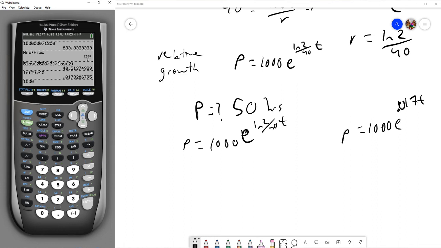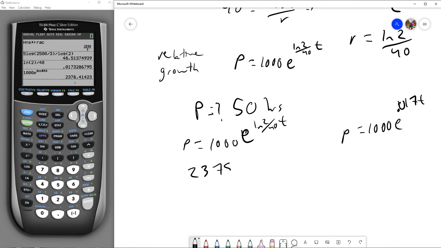So we have 1000 e to the, well, since I have this value saved in my calculator already because it's the previous thing I did, I'm going to hit second and this button here because ANS is that memory slot with the previous value. I'm going to multiply that by 50. So 50 hours later, I should get 2378. I'm going to round down because we have a 0.14. So if you're answering a question, you would give this as your answer. But since we are going to compare the numerical values, I'm going to go out a couple decimal places here.